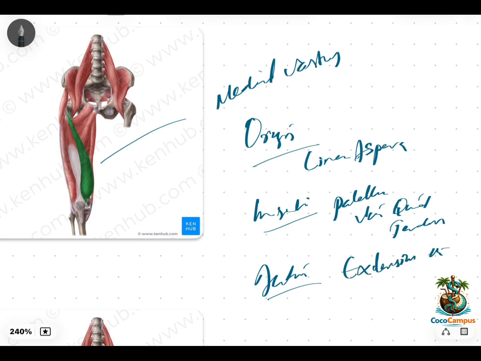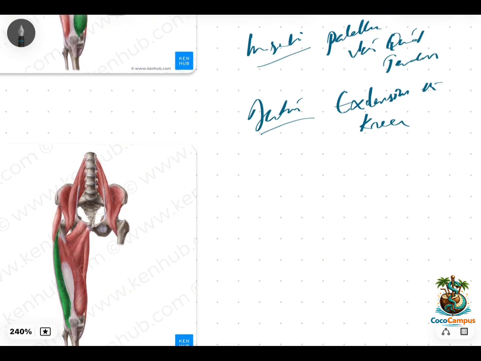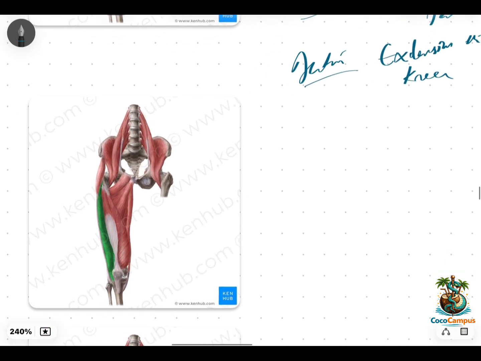Okay, let me help you with a mnemonic. Sartorius is the tailor. It helps you sit cross-legged: flex, abduct, lateral rotate. Rectus femoris is the only quad that crosses two joints. ASIS for the tailor, sartorius; AIIS for the kicker, rectus femoris.